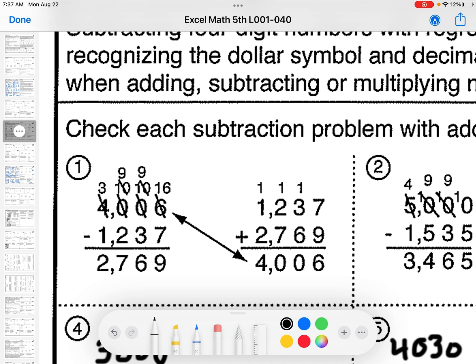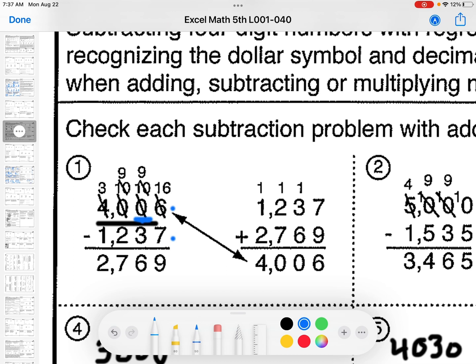So here is a subtraction problem here, 4006 minus 1237. This kind of problem is a little bit tricky because 6 minus 7, we can't do that because 7 is bigger than 6. So we got to go next door and regroup. But when you go next door, you see there's a 0 right there. Well, how can I take something away from a 0?